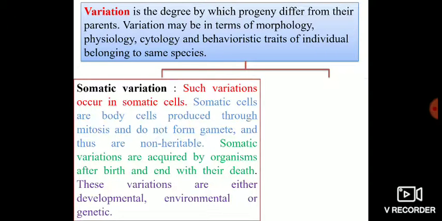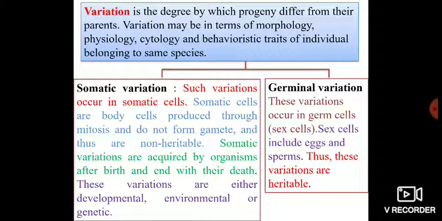Now the second thing is variation. Variation is the degree, the extent by which progeny differs from their parents. Variations may be in terms of morphology, physiology, cytology, and behavior of individuals belonging to the same species. For example, you must have seen that humans, although they resemble each other in terms of their morphological features, do differ from each other in some characters. These are variations. There are two types of variations, somatic variations and germinal variations. Those variations which are present in the body cells or somatic cells are known as somatic variations. Somatic variations are acquired by organisms after birth and end with their death.